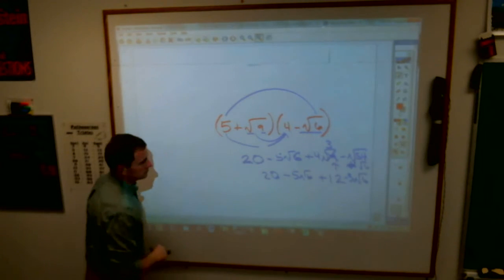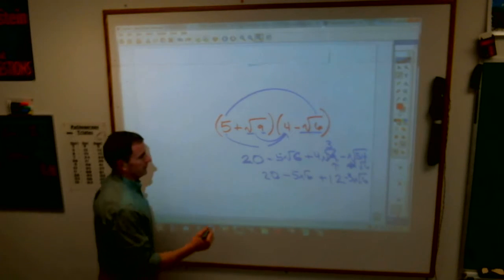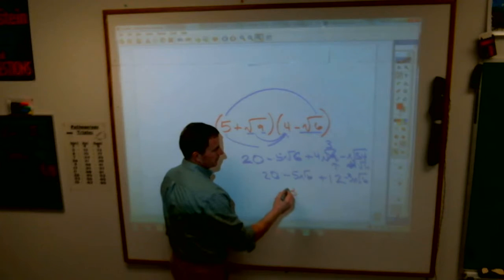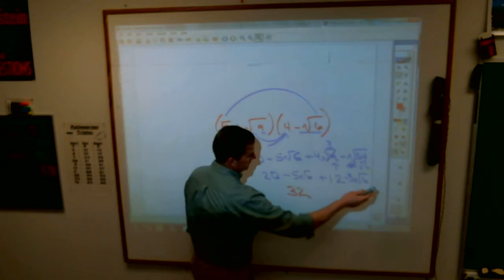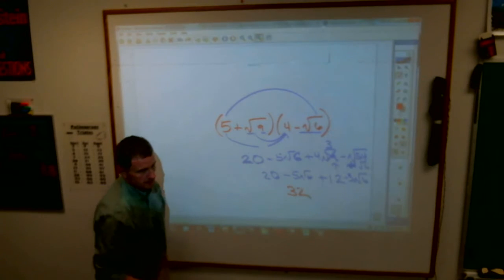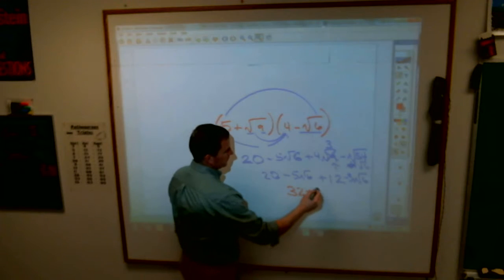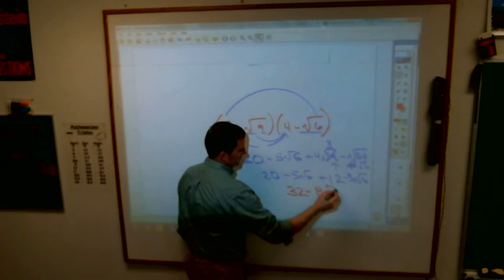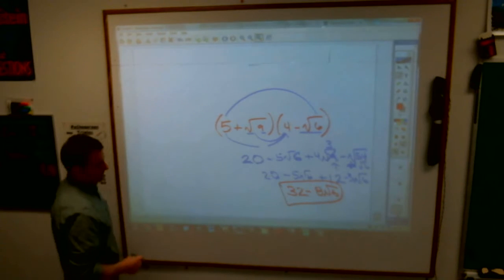Work with me here, children. 20 and the 12 give me a 32, right? Can I put negative 5 square roots of 6 and a negative 3 square roots of 6 together? To give me negative 8 square roots of 6. I'm so thankful for you people. The 7th graders would never have done that. But neither would you if the 7th graders.